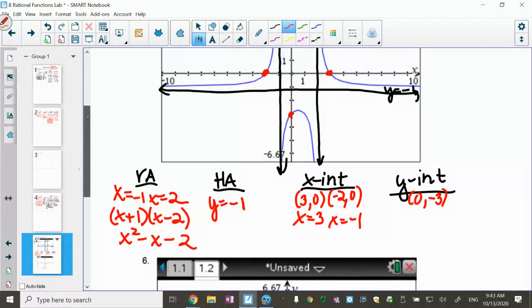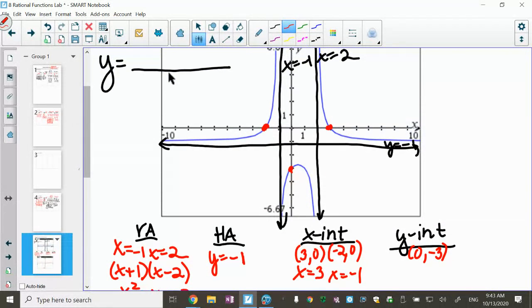So I'm thinking, remember, this is my denominator equals 0, right? So I'm thinking this could be my denominator. So I'm going to put up here x squared minus x minus 2. We're going to check all this out. So we're putting that there. I think that might be the denominator. Okay? Yes? Question? Okay. All right.